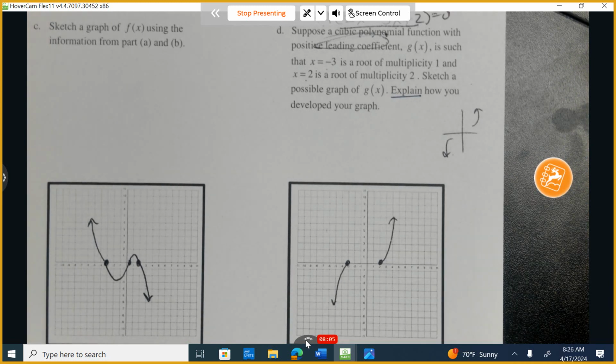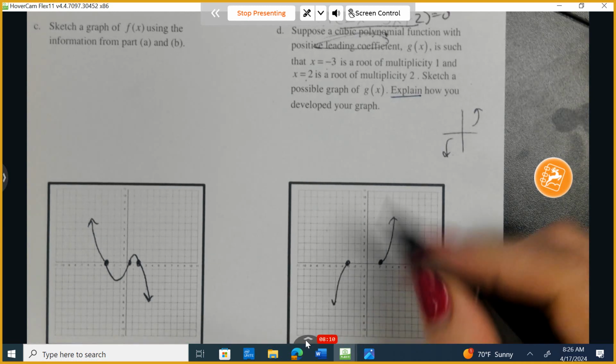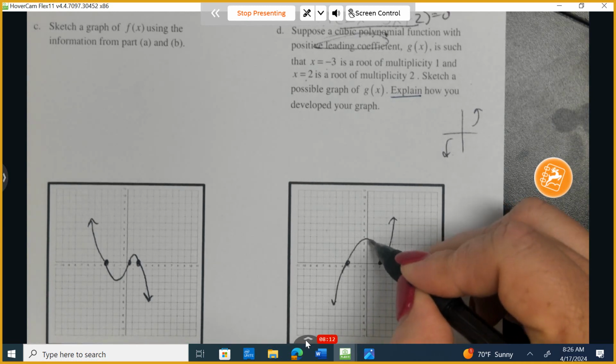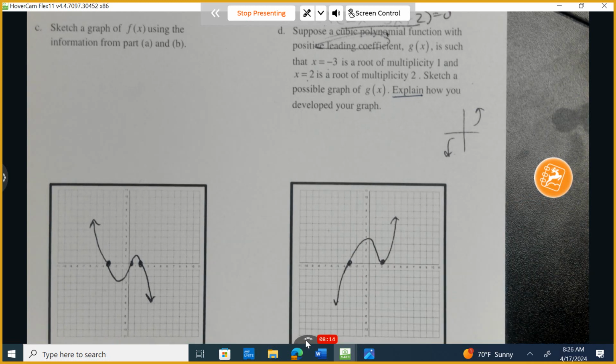Now, how do I create a possible graph? Well, it has to bounce off here and just cut straight through here. So bounce off here and cut straight through. So I'm just sketching a possible graph of this polynomial function.